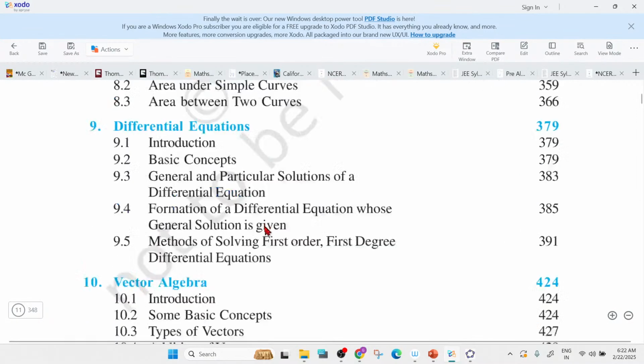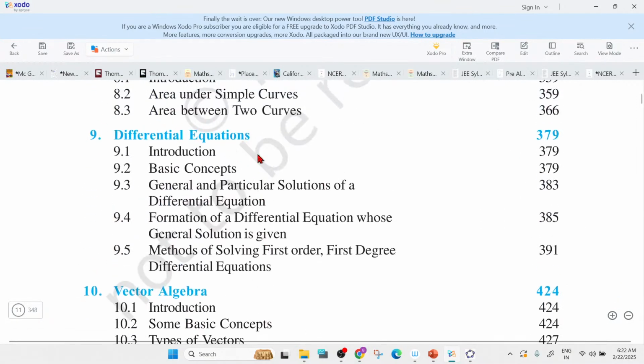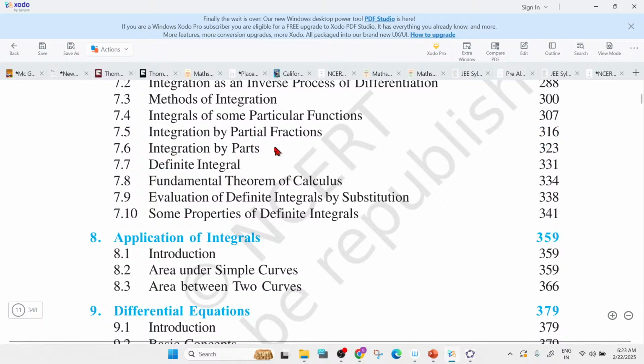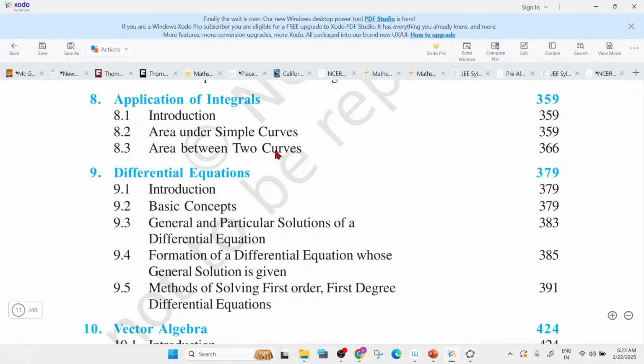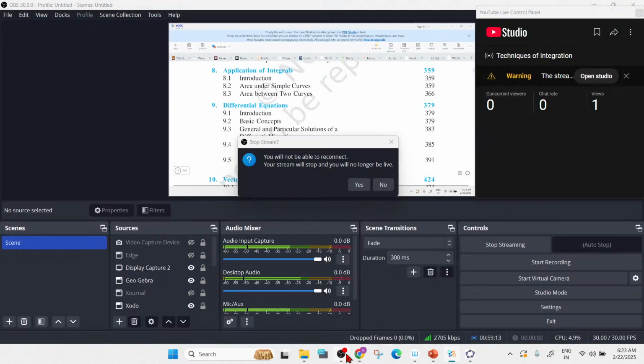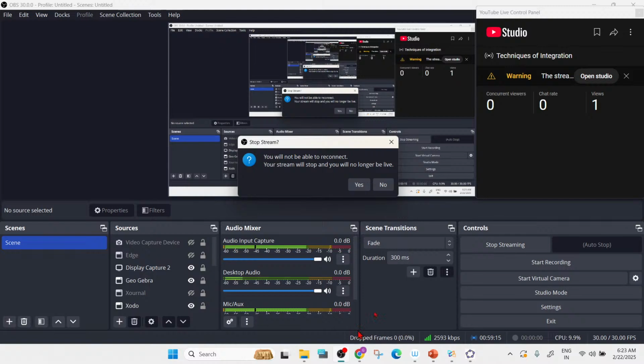Then we have to cover this piece. What, this differential equations and some small pieces here. Then you will be done. Okay, ma'am? Yes, sir. Cool then. Good, good.